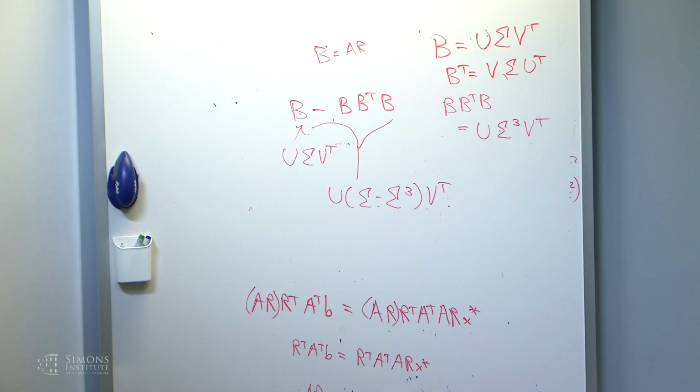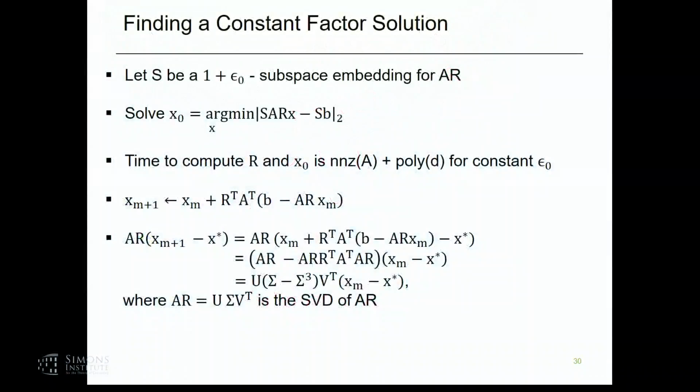Okay. So that's exactly what I have here. U (sigma minus sigma cubed) V transpose times x_m minus x star. Questions? Okay. What do we know about all the entries of sigma minus sigma cubed? 1 plus or minus epsilon. What's epsilon? Isn't the condition number of A R very good? Yeah, exactly. So all of these entries are 1 plus or minus epsilon 0, right? Because A R is well conditioned.